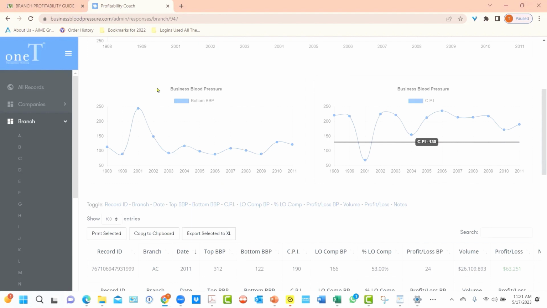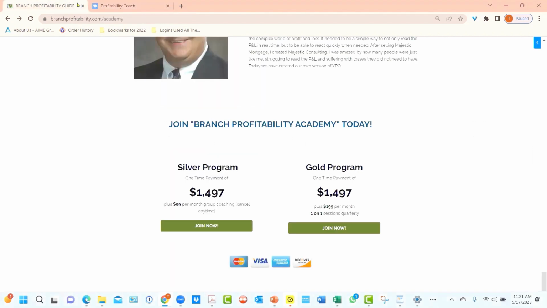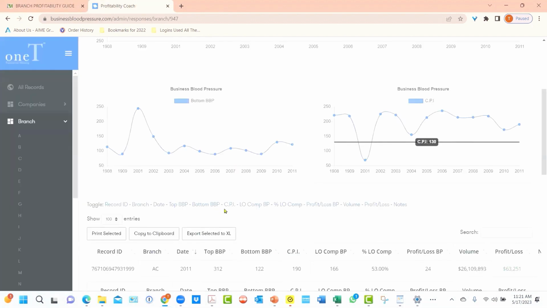Another quick question on this topic. Question from the field here. How do you handle dramatic margin compression that brings the top business blood pressure to a 180 or so for a while, like mortgage banks the last 10 months?